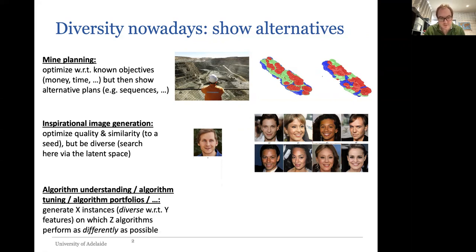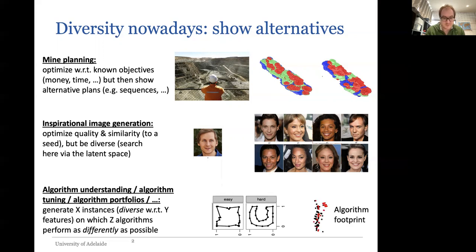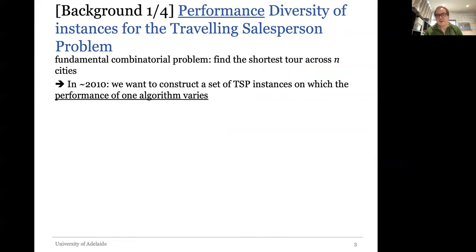For us as algorithm engineers, it's very important to understand algorithms, to tune algorithms, to create well-performing algorithm portfolios. And here, generating a set of instances on which some algorithms perform as differently as possible can be very beneficial to driving this research in the first place. I'll briefly present some background.